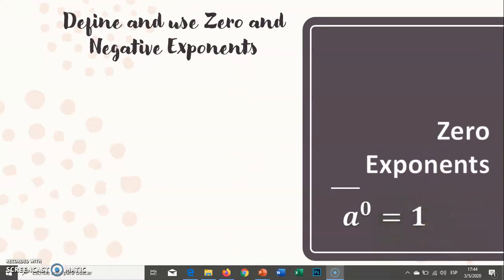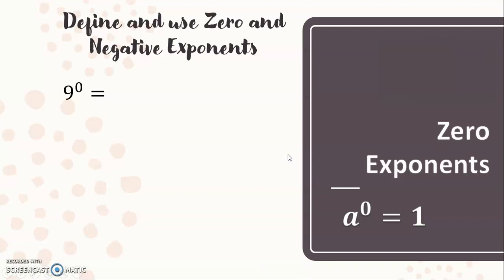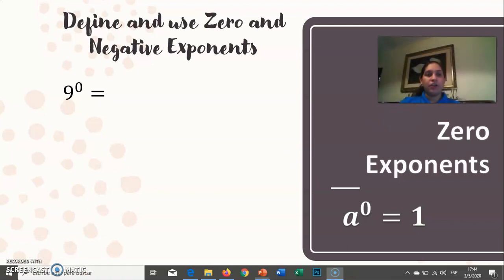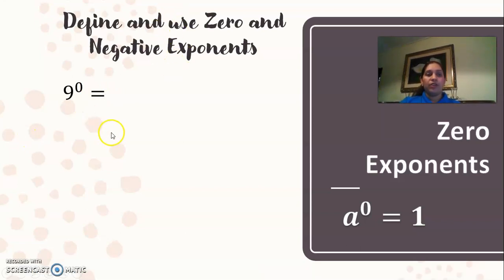Now, in here, my property tells me that when we work with zero exponents, a raised to the power of 0 equals 1. Having it like this, I'm going to see my first example. My first example is 9 raised to the power of 0. Every single number raised to the power of 0 is 1. So this means my answer is 1.